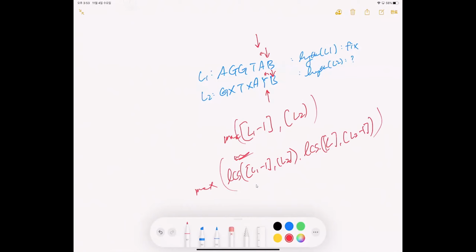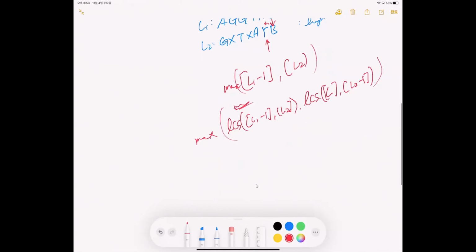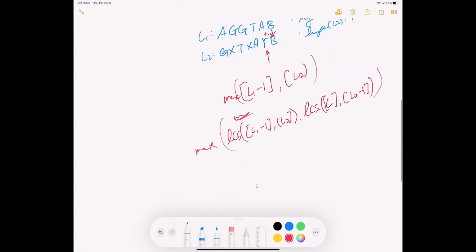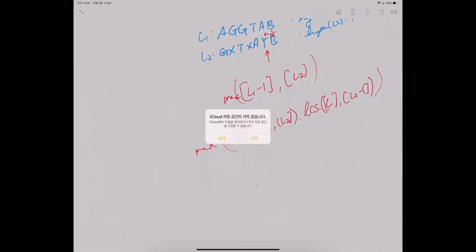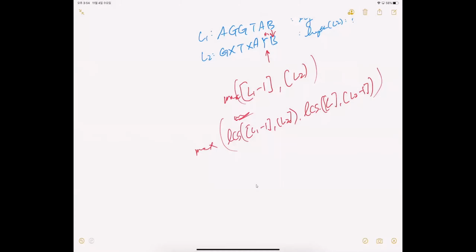And then after the iteration, return the value of the last element of the matrix. So we have an index i and j, and we can return the value of ij. Okay, so you are returning the length of it, right? Yes, right. Okay. All right.